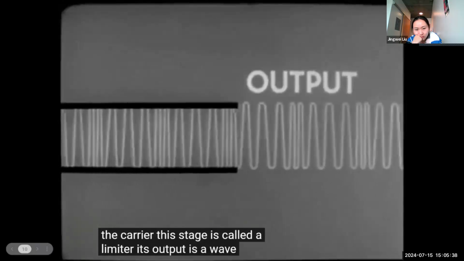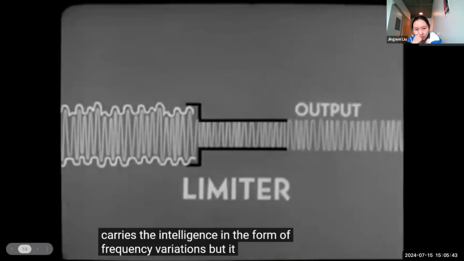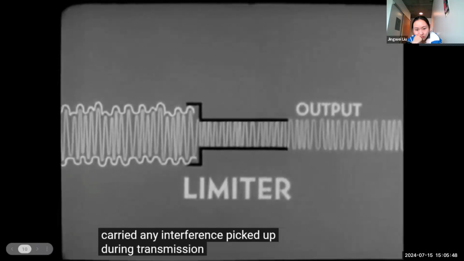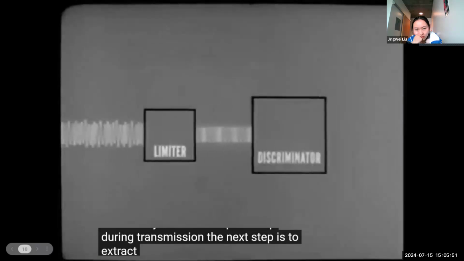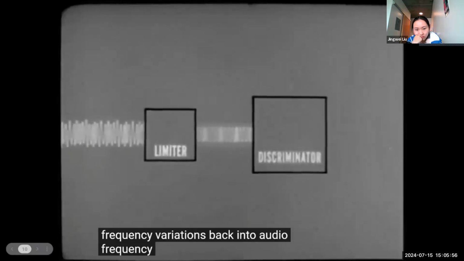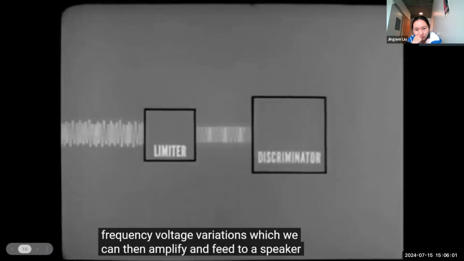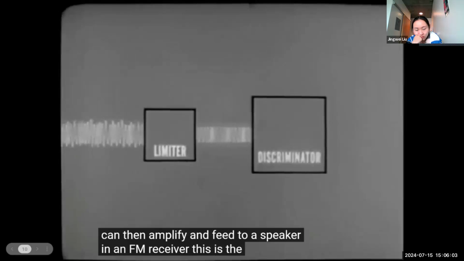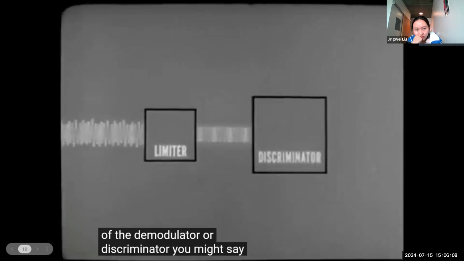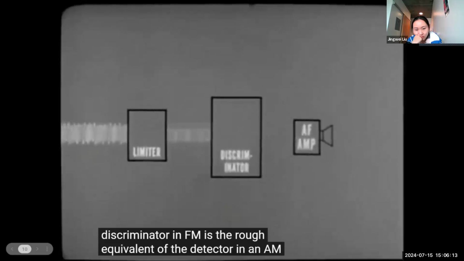Its output is a wave that still carries the intelligence in the form of frequency variations, but it no longer includes the extremes of amplitude that carried any interference picked up during transmission. The next step is to extract the intelligence, to change the frequency variations back into audio frequency voltage variations, which we can then amplify and feed to a speaker. In an FM receiver, this is the function of the demodulator or discriminator. You might say that the discriminator in FM is the rough equivalent of the detector in an AM receiver.